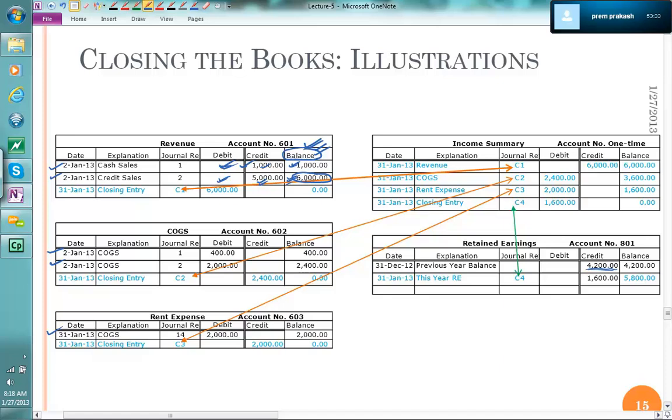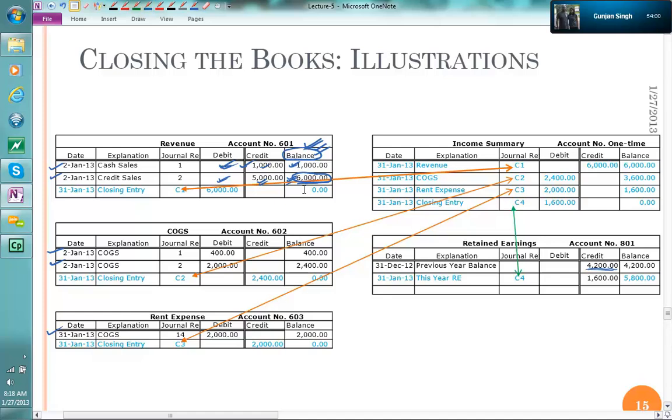So the idea is, leave out the modeling part. Just here you have 6,000. Before you start making entries for the February month, you want the balance in this account to be 0. So how do you make it 0? Gunjan, tell me, is it a debit balance or a credit balance account, revenue? It would be a credit balance account.